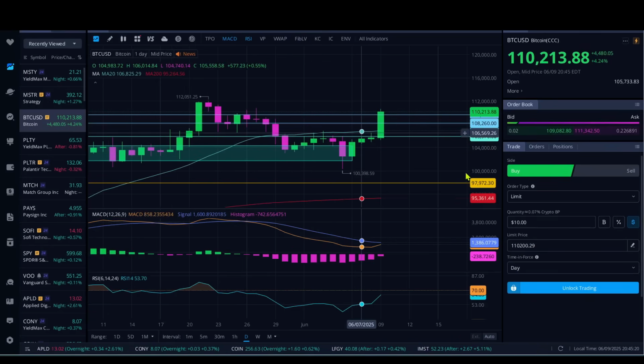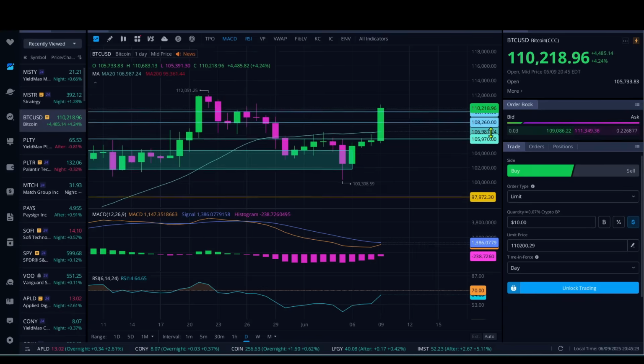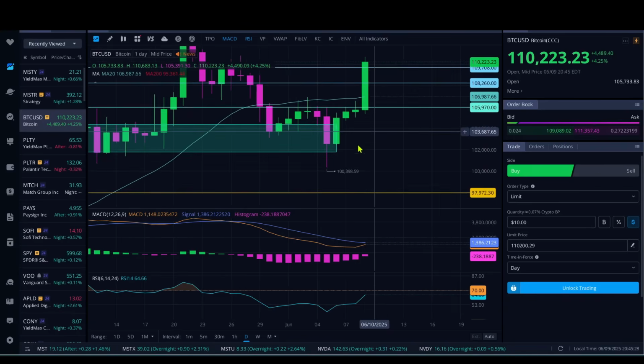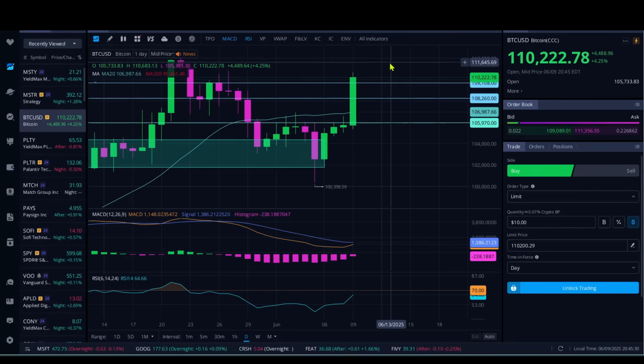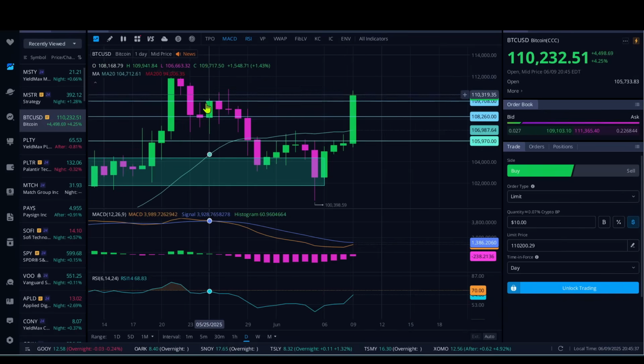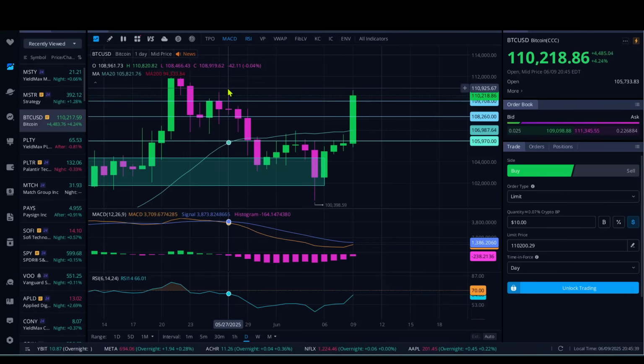Check it out. Look at this candle. I mean, I don't even have to zoom in on this thing. You can see it from the back of the room. Look at that. That is huge. We are coming back up and we are now starting to test this little area right here. As you can see, these candles did come up to this point and then fell back down, right? So it looks like there are some sellers right in this area.